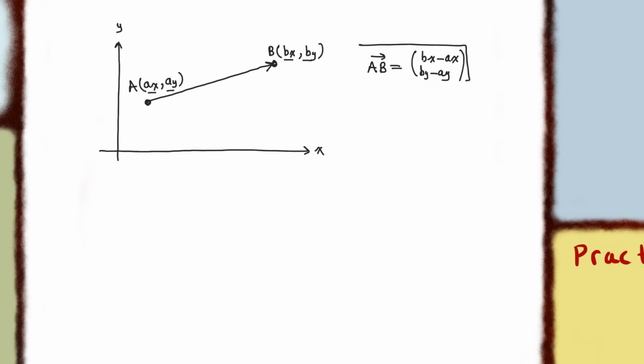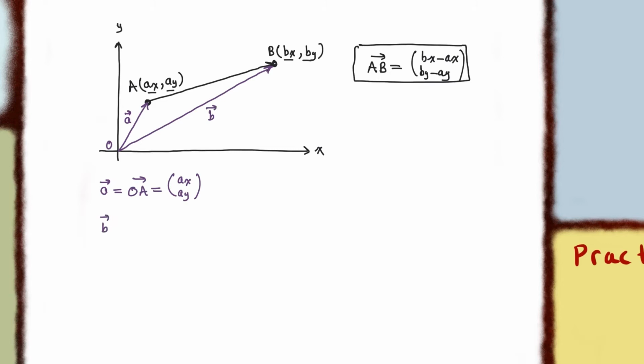We can show this using another method as well, by using vectors. So position vector A is from O to A, and it will have components AX and AY. And position vector B will be OB, starting from the origin, terminating at B with components BX and BY. We can note that if we were to add vector A, which originates at O and terminates at A, to vector AB, which originates at A and terminates at B, we would get position vector B, which originates at O and terminates at B.